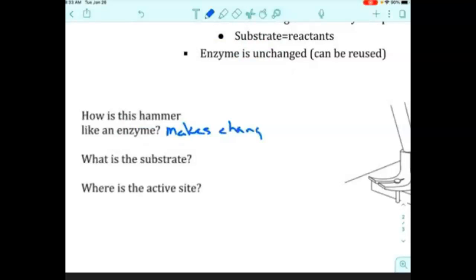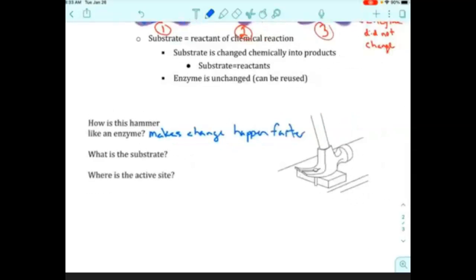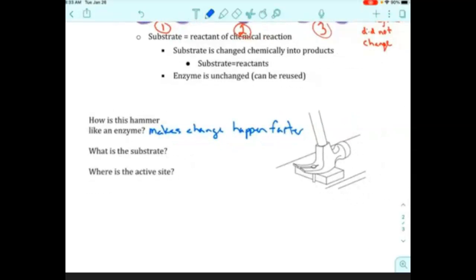Makes change happen faster. Have you ever worked with a hammer, maybe pulled a nail out or pounded a nail in with a hammer? You guys know if you've done that, it makes putting a nail into wood or taking a nail out of wood way, way faster, right? If I didn't have a hammer, I had to use my hand to try to put that nail into the wood, it would take a long time and I'd probably hurt myself, right? But with the hammer, it makes the job easy, right?